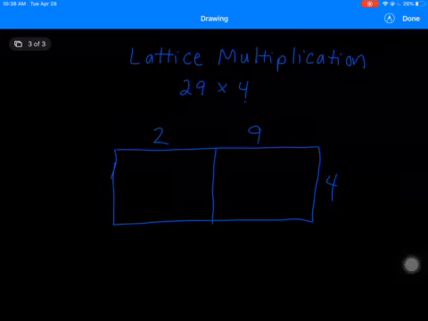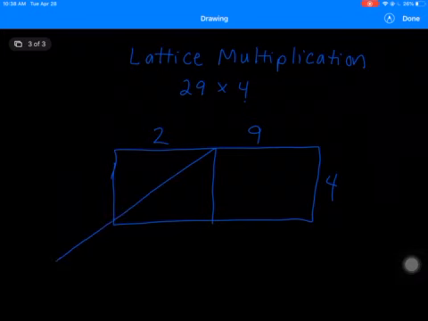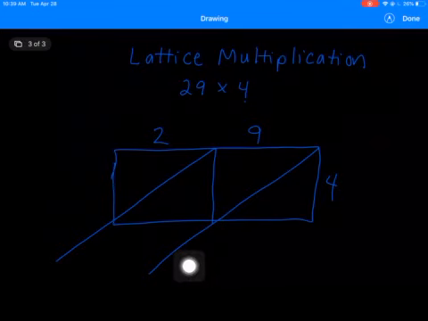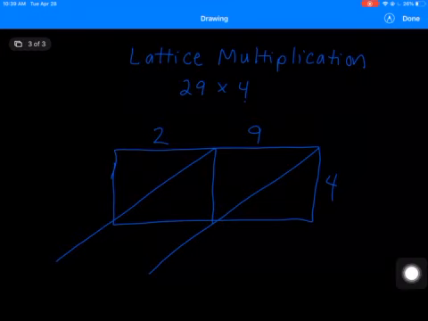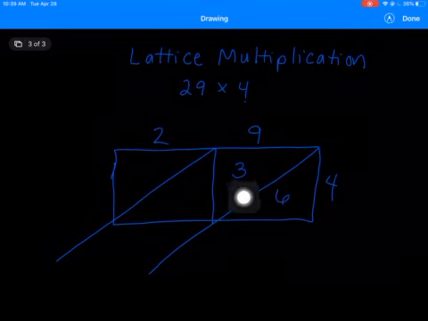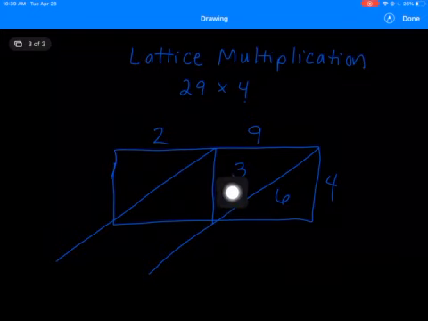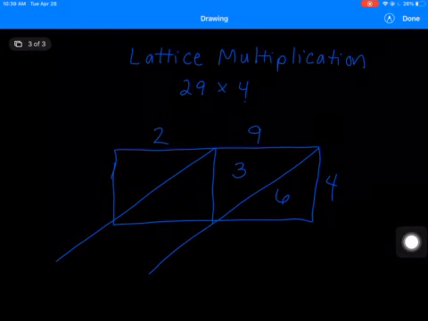Now I'm ready to draw in my lattice. So from the top right to the bottom left corner, I'm going to draw a lattice, and I'm going to leave a tail that hangs off because this tail later is going to be how we divide up our place values in the problem. Now I'm ready to multiply. So I'm going to multiply 9 times 4, and I get 36. And when you have a 2-digit number, you're going to put the tens place to the left and the ones place to the right, just like if you were writing any normal number, only they're divided up into these boxes.